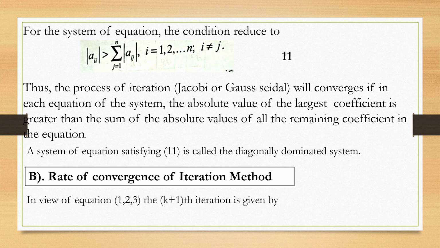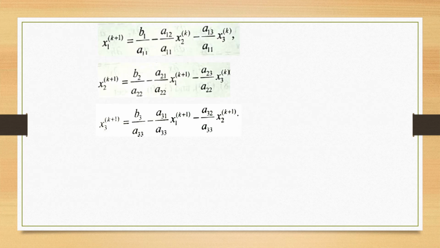In view of equations 1, 2, 3, the (k+1)th iteration is this scheme of iterative scheme. This scheme is related to the Gauss-Seidel method, because here we see k+1 on the right hand side. If on the superscript there is only k, it may be the Jacobi method, but here we see that k+1 is here and also in these two places. Therefore, it is the Gauss-Seidel method.